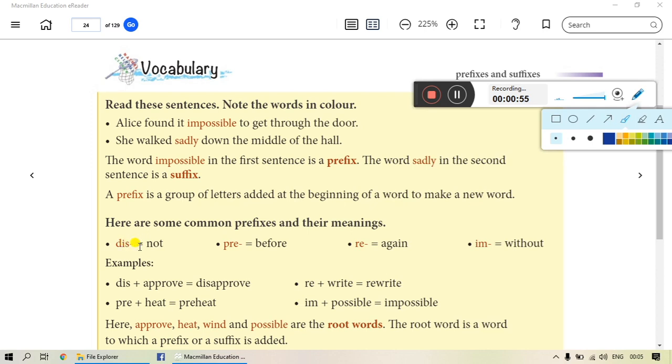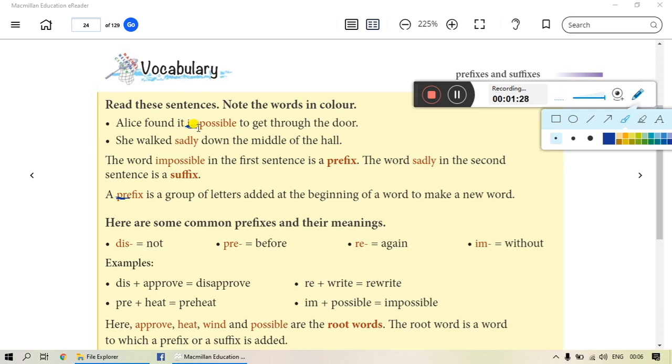So students, a prefix is a group of letters. So a few letters, when they are added at the beginning of a word in order to make a new word, it's called a prefix. Pre means when something comes before something. Like a match is preponed, then it's happening earlier than its time.